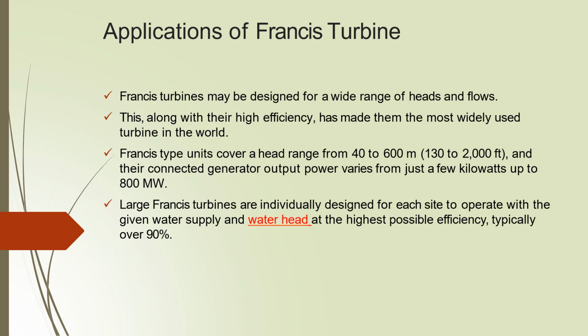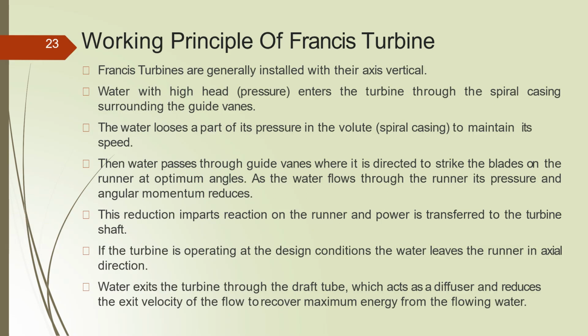Francis type units cover a head range from 40 meters to 600 meters, that is around 130 feet to 2000 feet, and their connected generator output power varies from just a few kilowatts up to 800 megawatts. You can generate power from a very few kilowatts to 800 megawatts. It is available in a wide range. Large Francis turbines are individually designed for each site to operate with the given water supply and water head at the highest possible efficiency, where you can get efficiency of more than 90%.